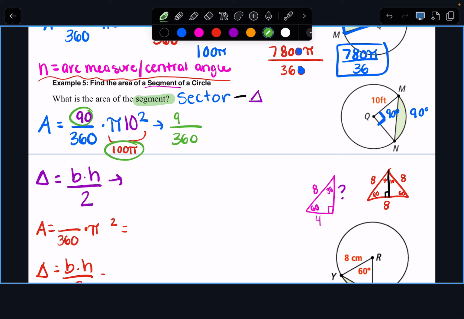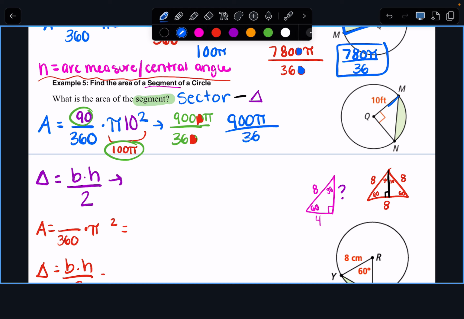100 times 90, we're going to get 9,000. And then, of course, pi is still going to stay on top. The only simplifying we're going to do is getting rid of zeros. Looks like we can take away 1 on top, 1 on bottom. And our final sector area is 900 pi divided by 36. That's the area of the sector.